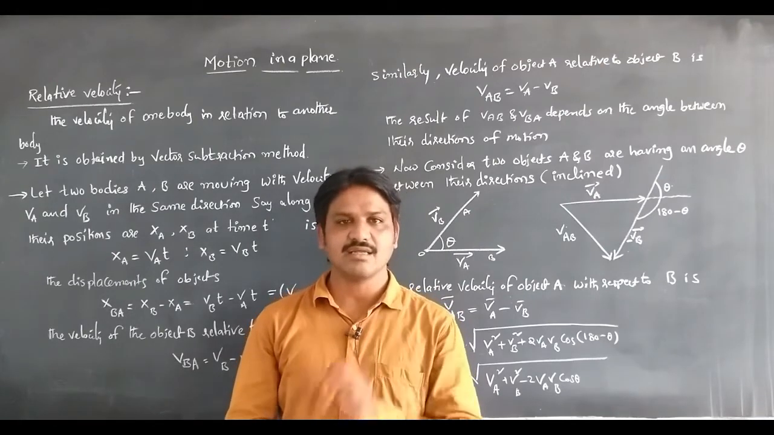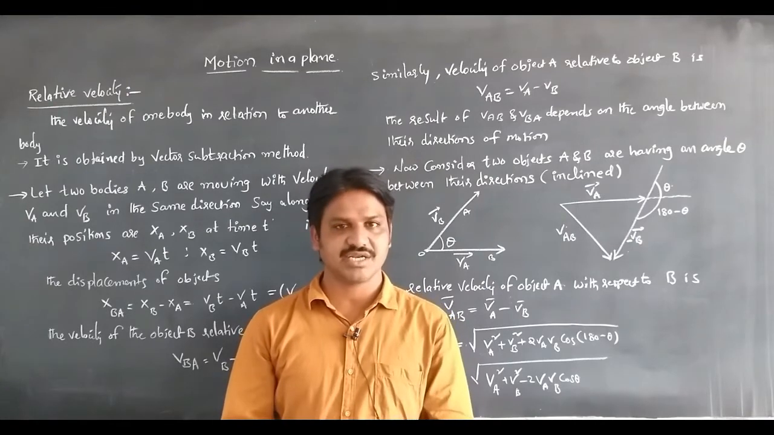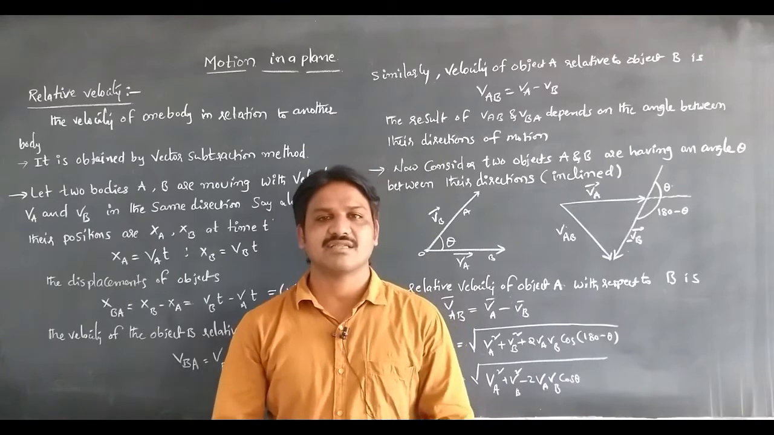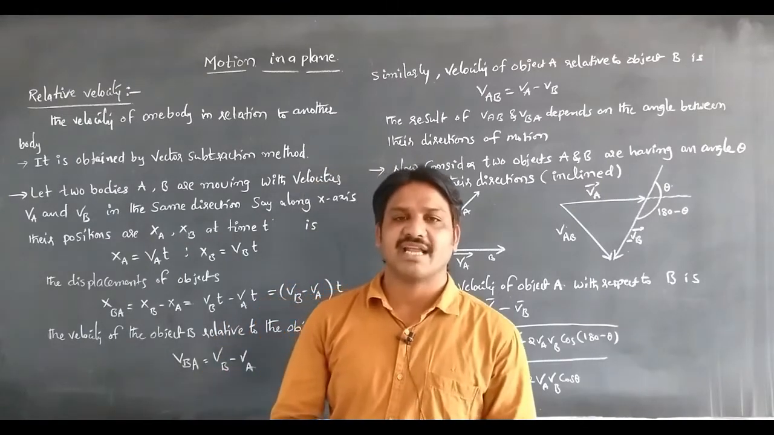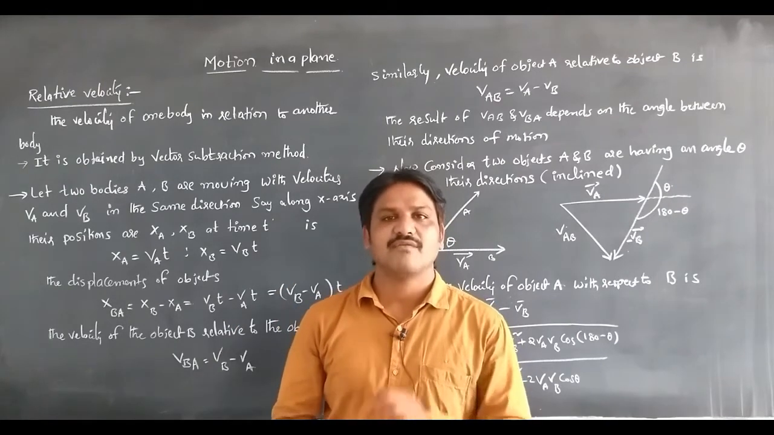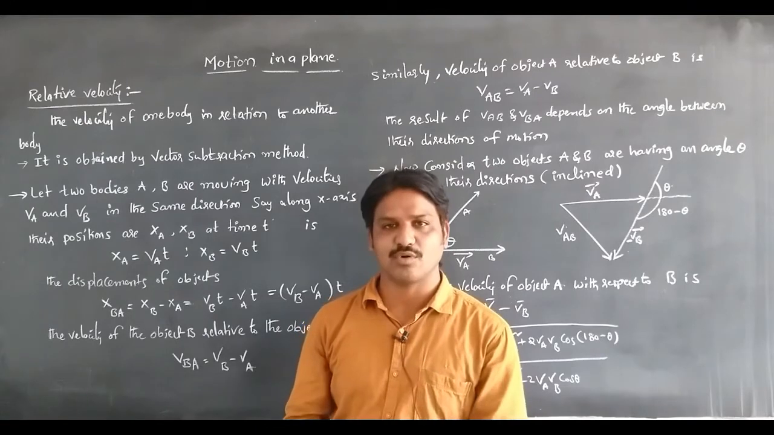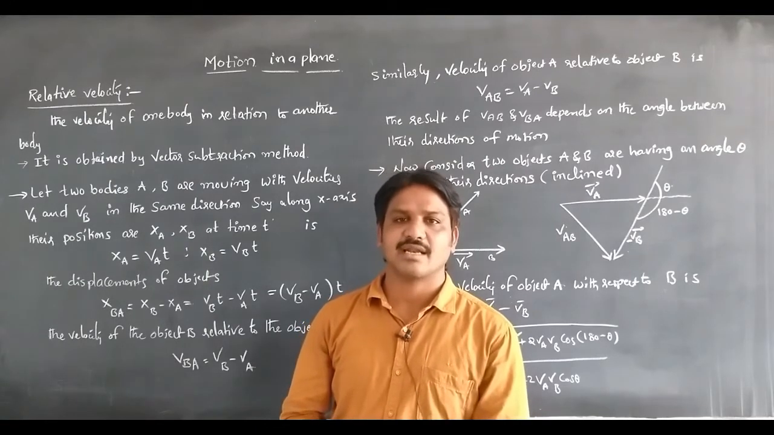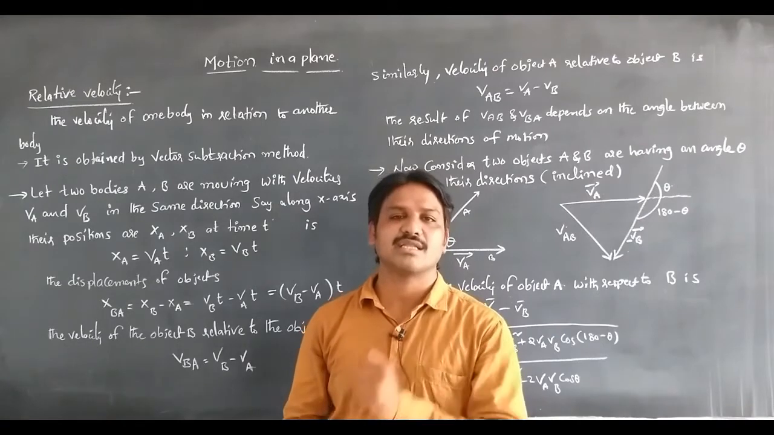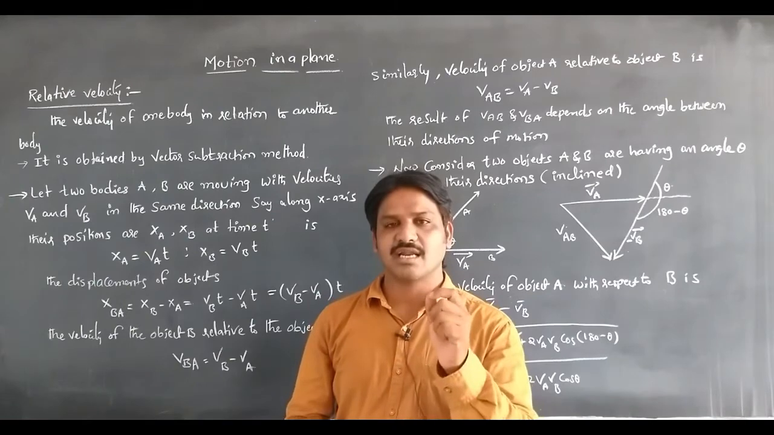Once again, when two bodies are in motion, either in the same direction, or in the opposite direction, or mutually inclined, meaning they are making an angle with the direction of motion, then the velocity of one body with respect to the other body is called relative velocity.